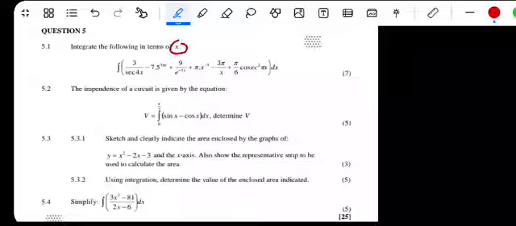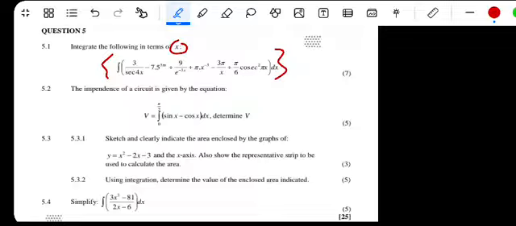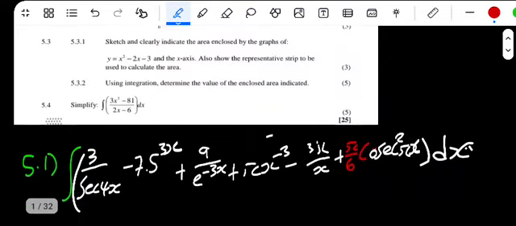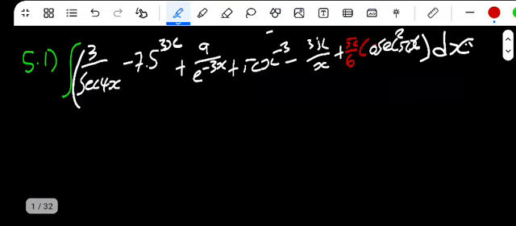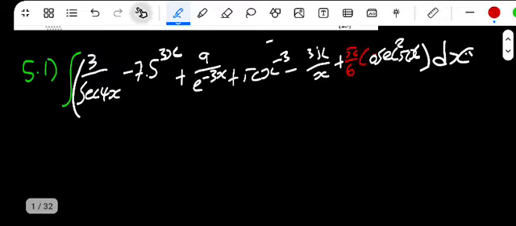So given this integral, the integral of 3 over sec 4x minus 7 comma 5 times 3 raised to the power of pi x plus 9 over e raised to the power of negative x plus pi multiplied by x raised to the power of minus 1. All of these, as you can see, we are supposed to integrate. I've already written this, so we're supposed to integrate this.